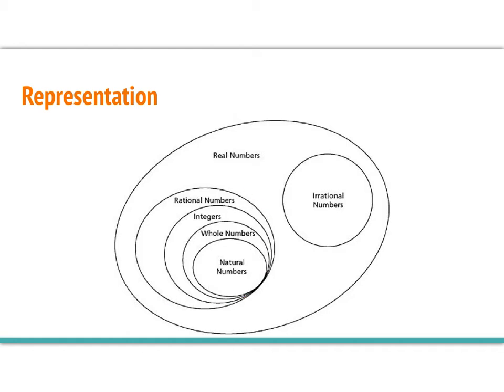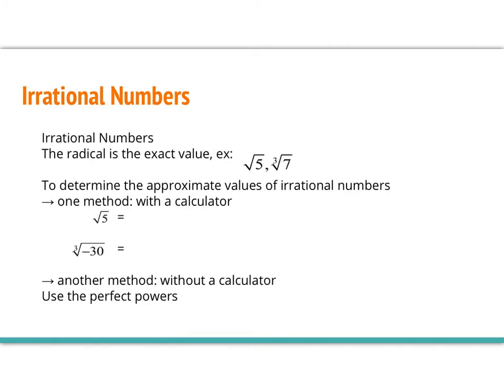Rational numbers, again, were anything that can be written as a fraction, because we can write a whole number as a fraction. Remember, it's just that number over 1. Real numbers encompass all of our rational numbers, but they also encompass irrational numbers as well. Irrational numbers have no subsets like these guys did. Irrational numbers, the radical is the exact value. So I don't ever write a decimal if it's an irrational number. I'm going to leave it as the square root of 5 or the cube root of 7.